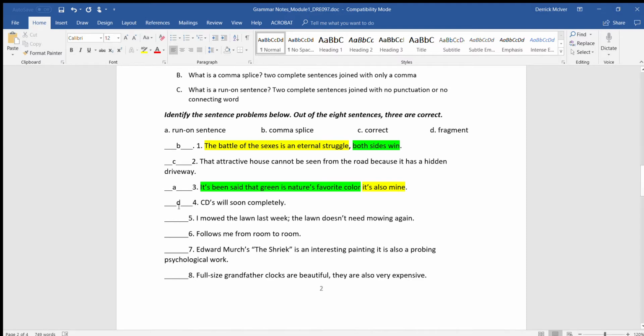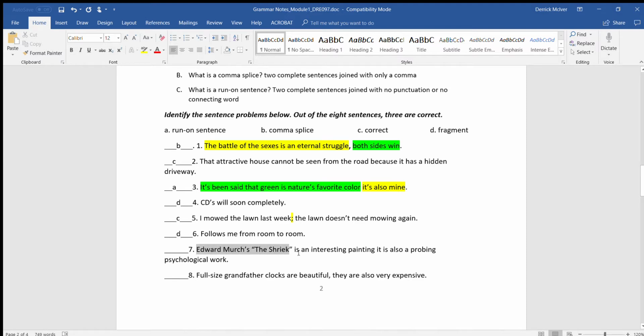I mowed the lawn last week. The lawn doesn't need mowing again. A semicolon is strong enough to join two complete sentences, so this sentence is written correctly. Follows me from room to room. What follows me from room to room? The subject is missing, so this is a fragment.